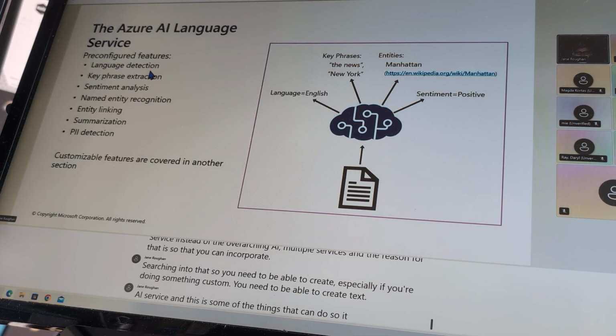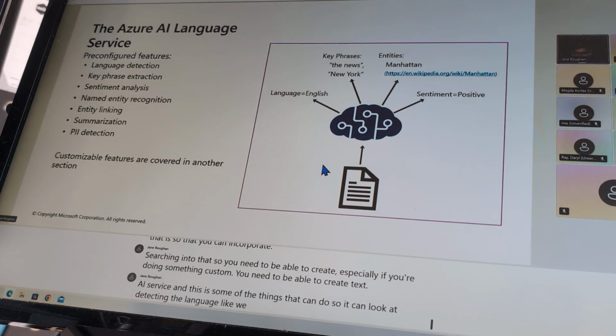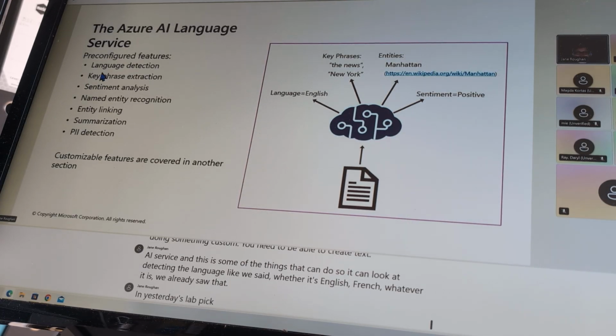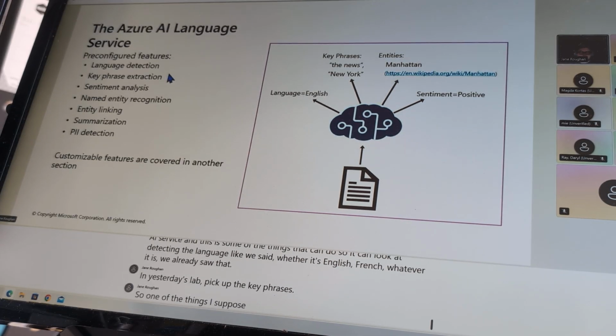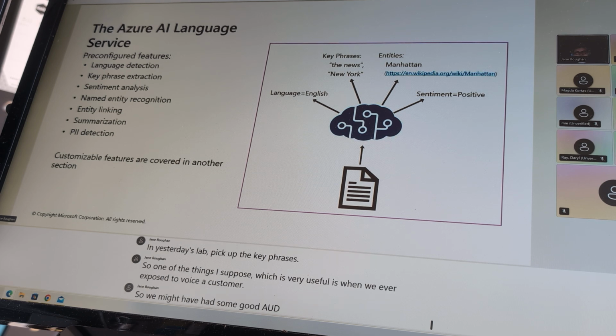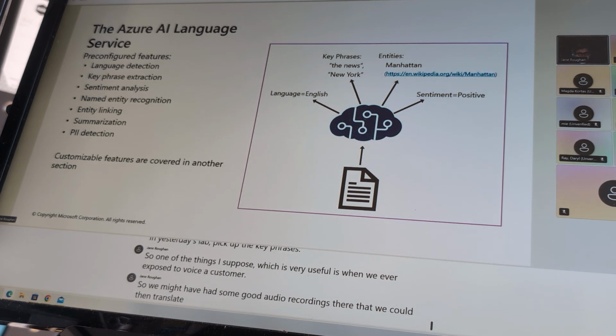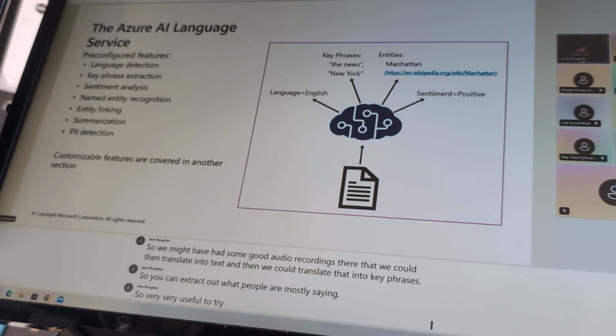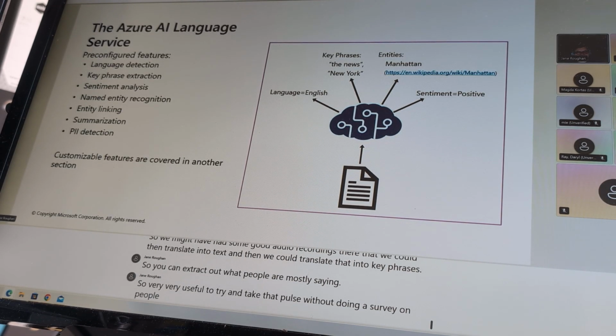So it can look at detecting the language, like we said, whether it's English, French, whatever it is. We already saw that in yesterday's lab. Pick out the key phrases. One of the things, I suppose, which is very useful is when we are exposed to voice of customer. We might have had some good audio recordings that we could then translate into text, and then we could translate that into key phrases. So you can extract out what people are mostly saying. Very, very useful to try and take that pulse without doing a survey on people.